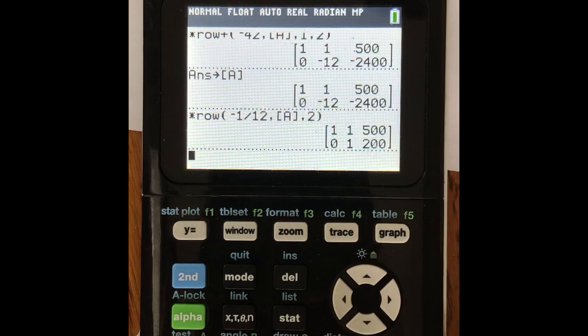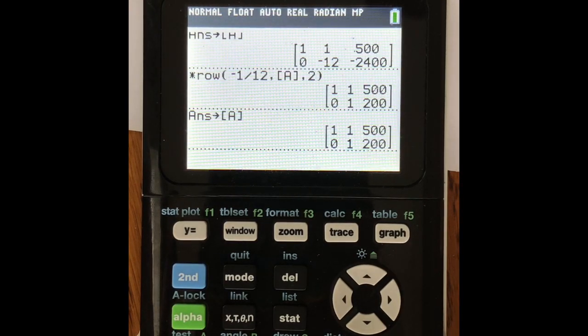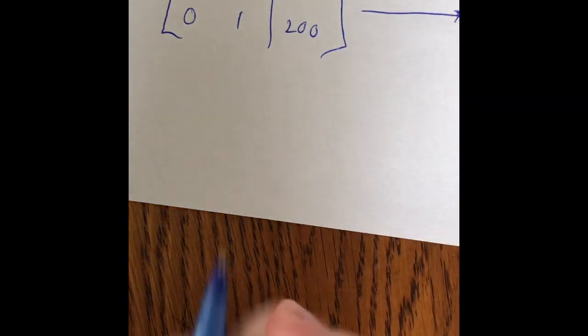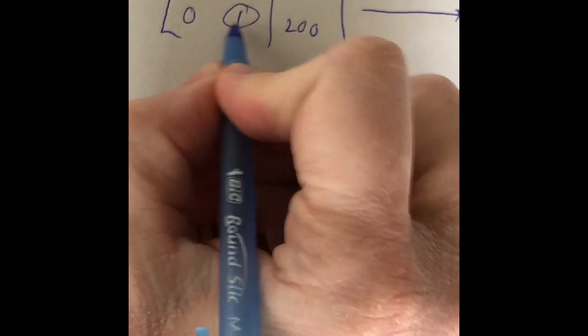All right, at this point we hit store, matrix A, every single time. Okay, I'm now going to put that information on my paper from my calculator. So what was it? 1, 1, 500, and then 0, 1, 200. Okay, so the final step is to make this 1 become a 0, pivoting through this 2, 2 entry. There's your diagonal. That's what we want.